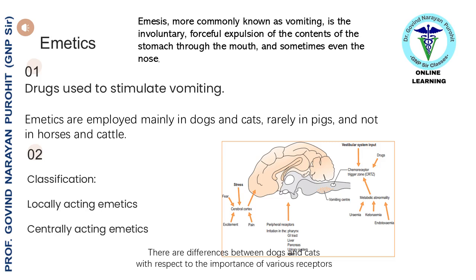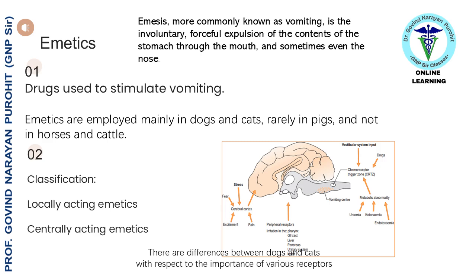Now let us discuss emetics and anti-emetics. First let us talk about emesis. Emesis, more commonly known as vomiting, is the involuntary, forceful expulsion of the contents of the stomach through the mouth, and sometimes even the nose. Vomiting is a common non-specific condition that affects small animals, pot-bellied pigs and some exotics. Vomiting is not routinely seen in horses, camelids or ruminants.